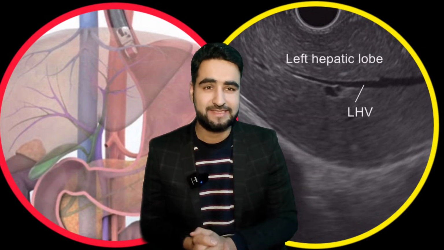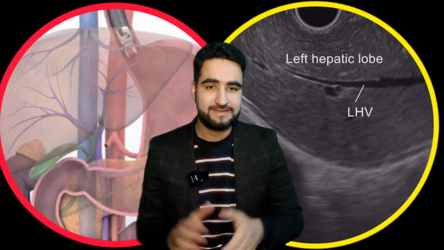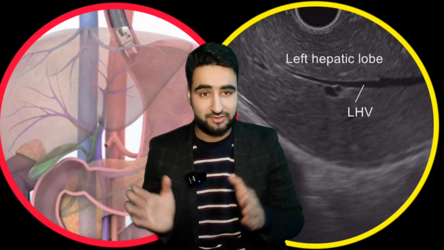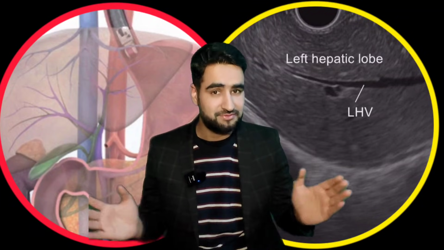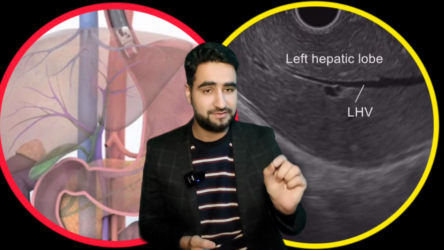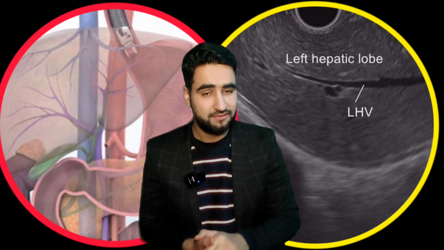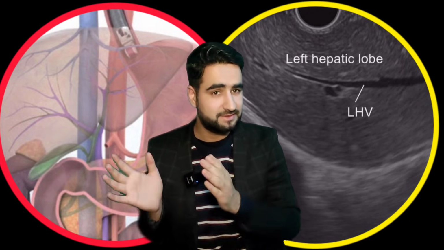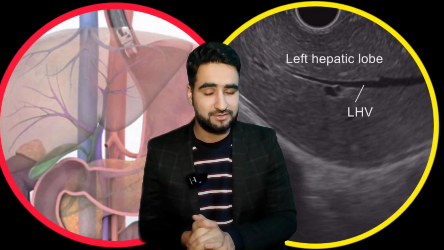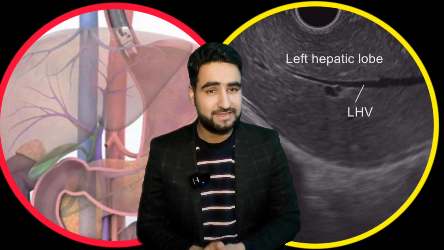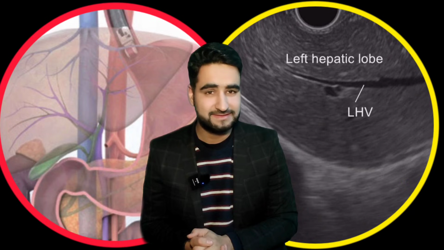Now let me explain the acoustic physics here. This is important. At this position, your acoustic beams travel from posterior to anterior. Starting from the transducer, that's posterior, first encountering segment 2, the superior segment of the left lobe. Then passing through the left hepatic vein, finally reaching segment 3.